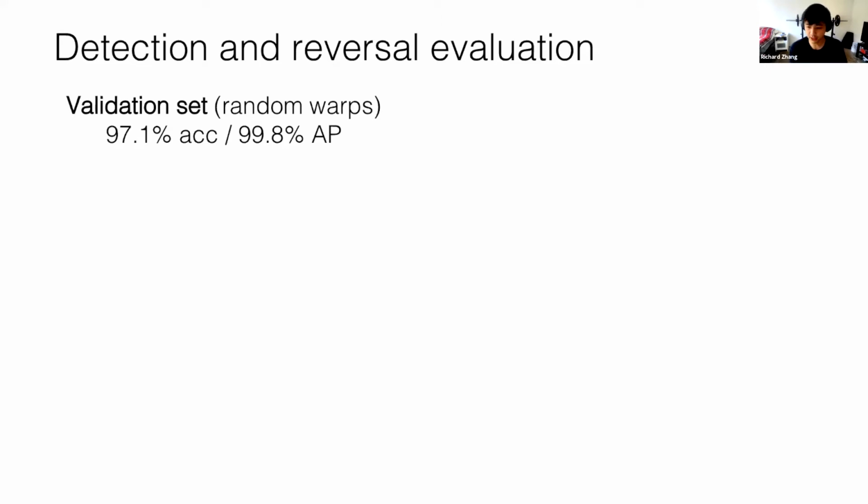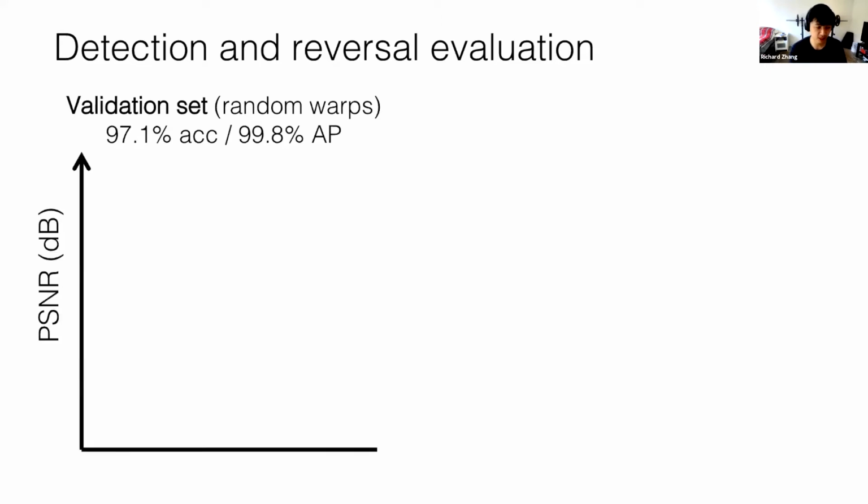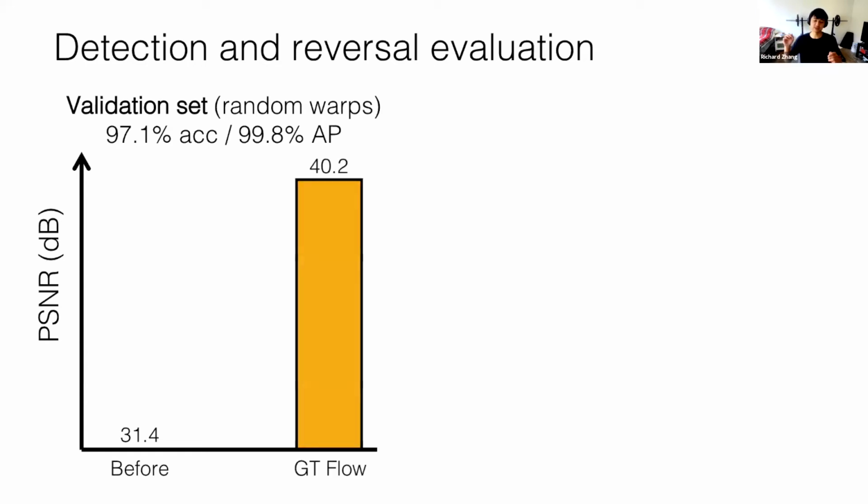We can also evaluate the undo. And so here I'm going to show the PSNR. And this is before, which means the PSNR between the manipulated image and the original. And that I'm going to show on the bottom. That's at 31.4 PSNR. If we take the flow field, so this is if you have access to the original and the manipulated, compute the flow field and warp the manipulated image back, you get 40.2. And the reason this isn't infinite is because there may be small errors when you're predicting the flow, and when you warp an image, you're going to lose information because you're going to be compressing certain pixels. So it's not going to be infinite, but you get something really, really high.